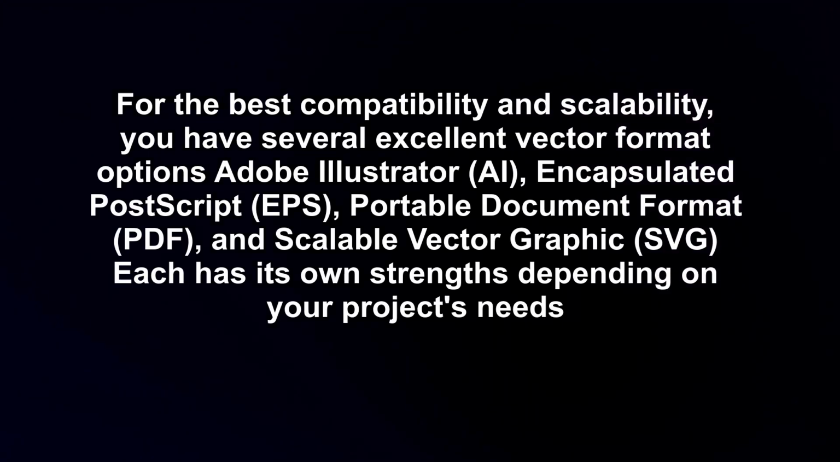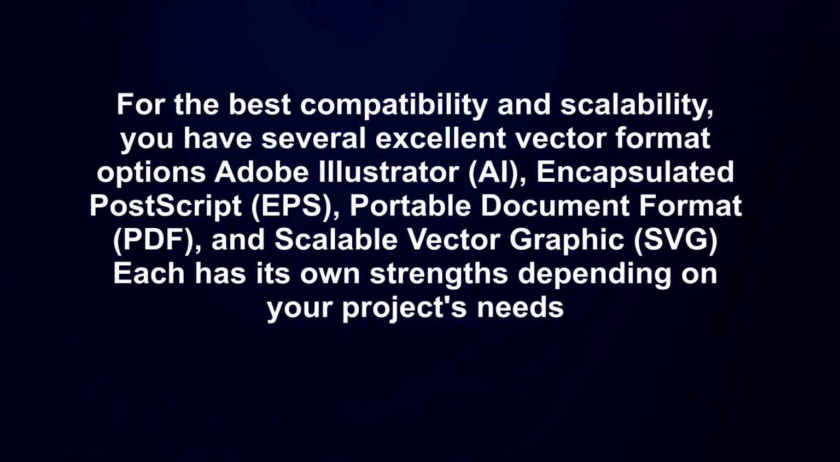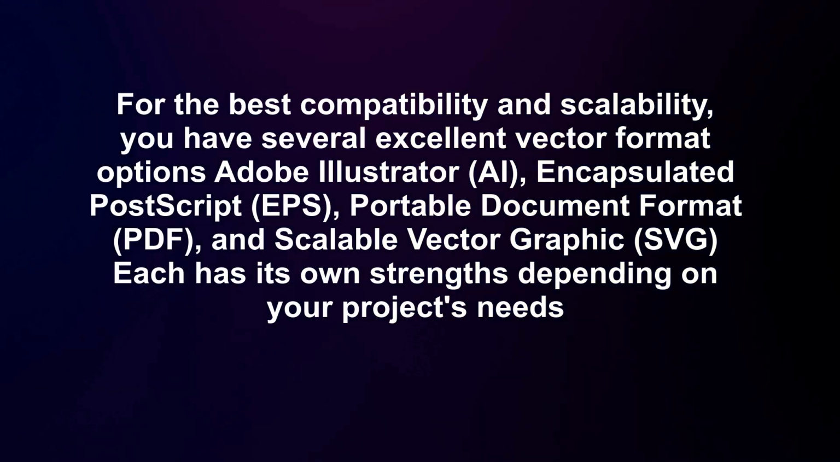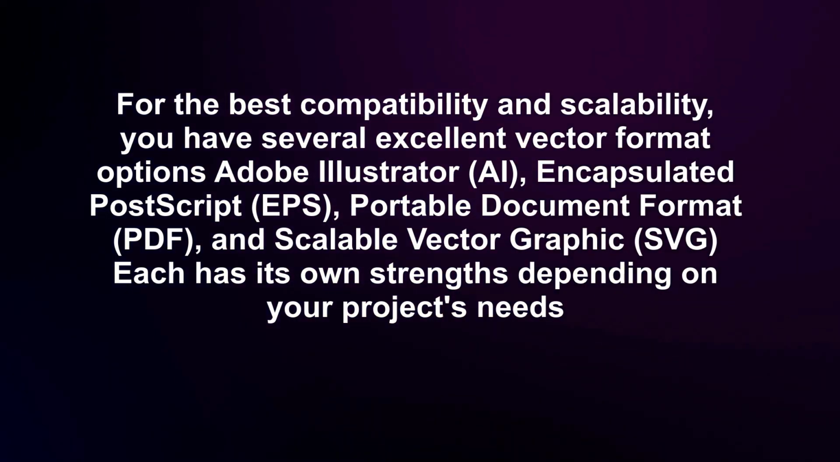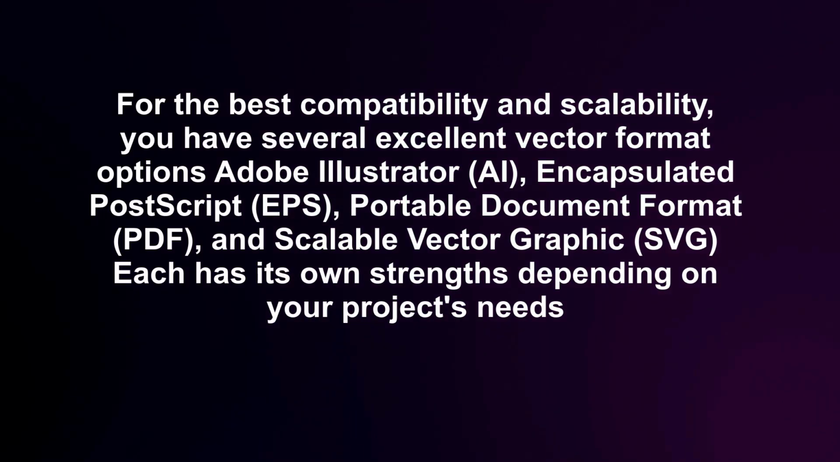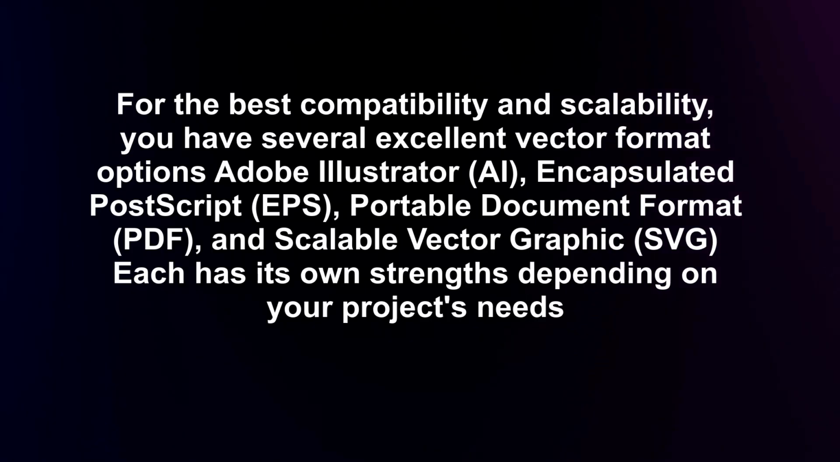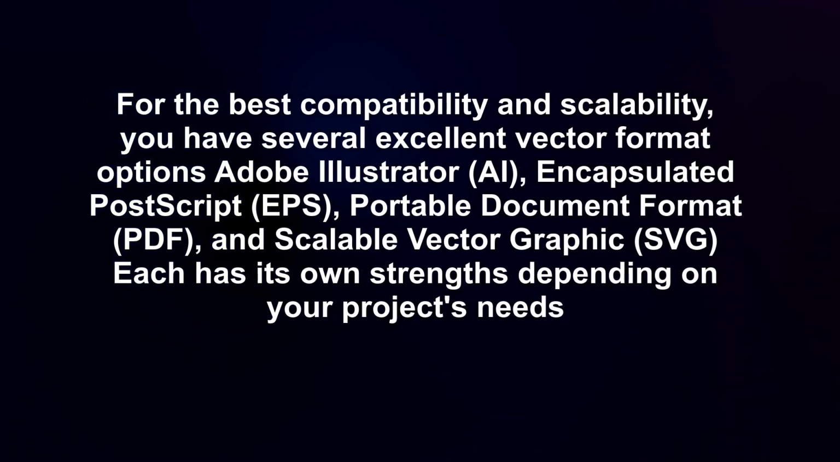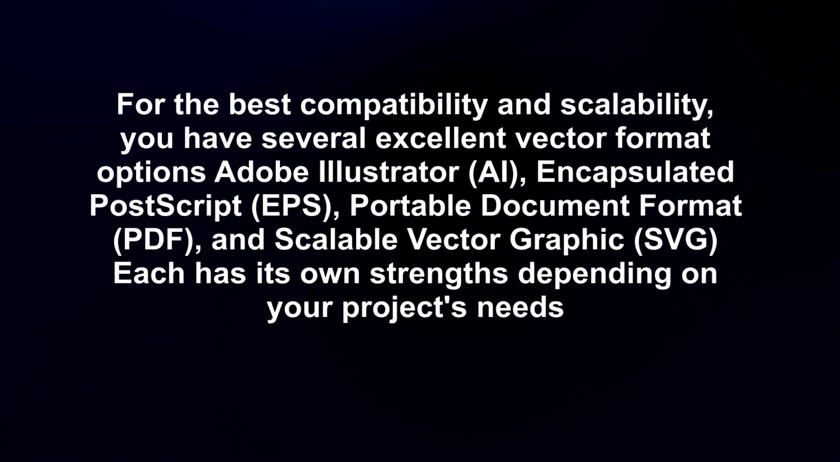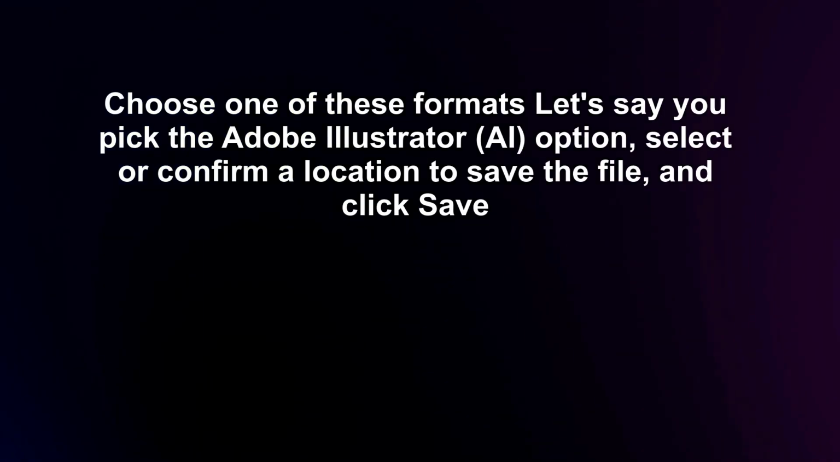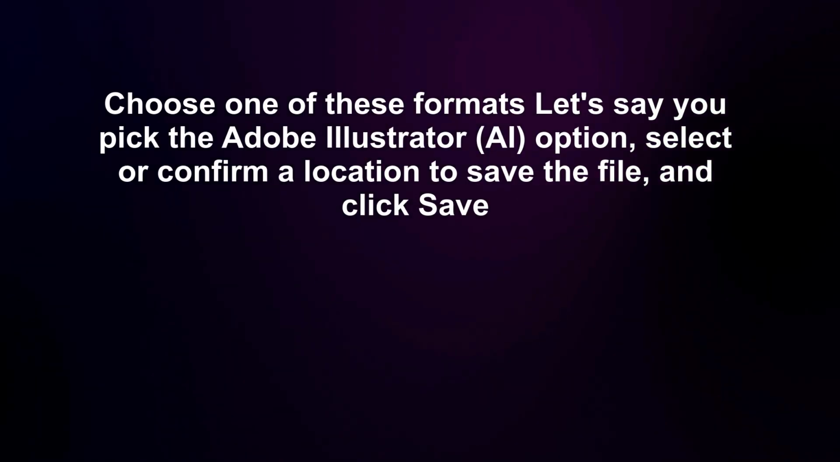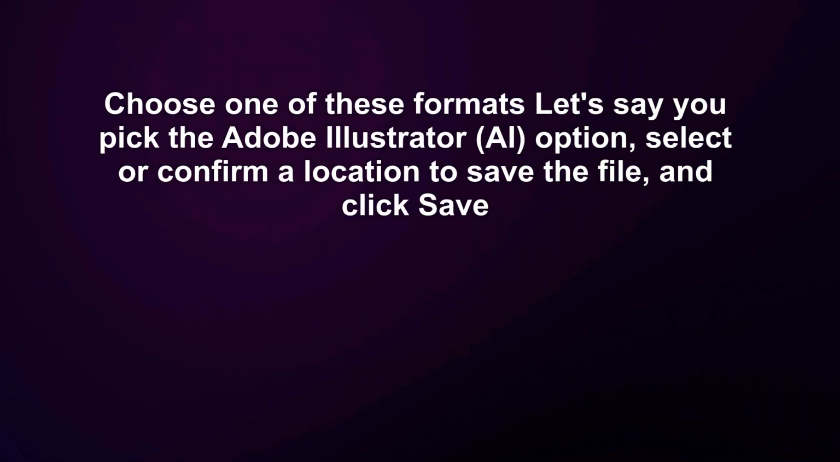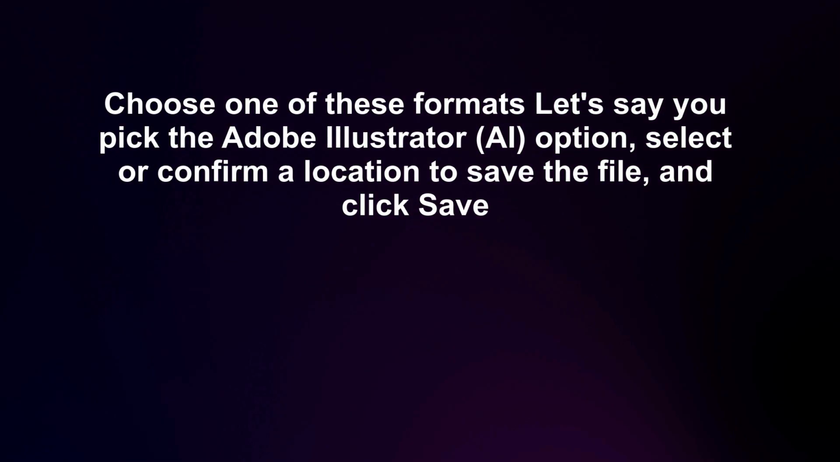For the best compatibility and scalability, you have several excellent vector format options: Adobe Illustrator AI, Encapsulated PostScript EPS, Portable Document Format PDF, and Scalable Vector Graphic SVG. Each has its own strengths depending on your project's needs. Choose one of these formats. Let's say you pick the Adobe Illustrator AI option. Select or confirm a location to save the file, and click Save.